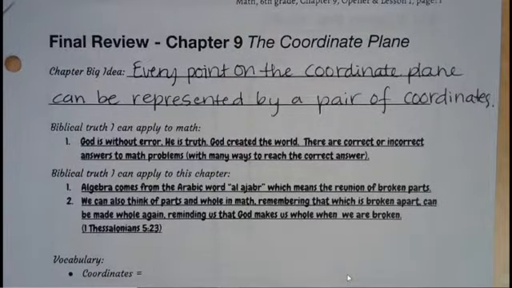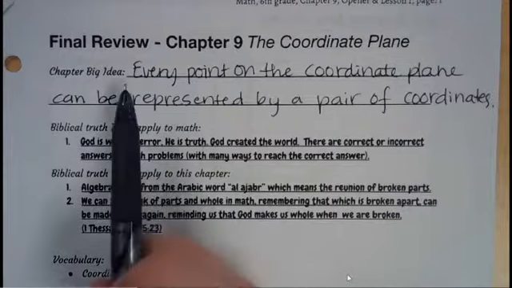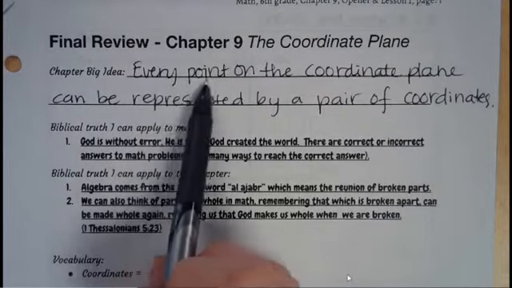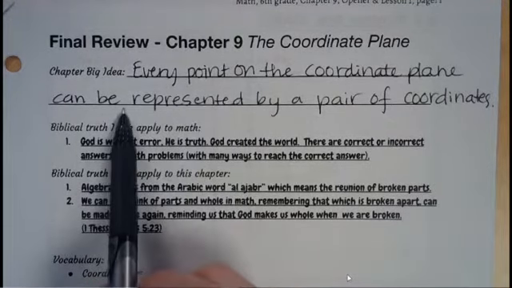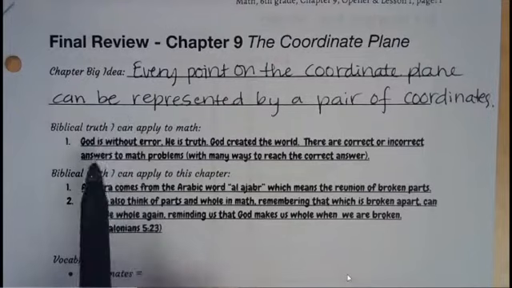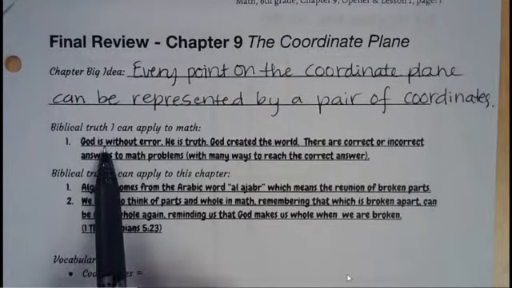In chapter 9, final review of the coordinate plane. We're in book B, on page 38 is where chapter 9 starts. You can see the big idea on this page, that every point on the coordinate plane can be represented by a pair of coordinates. The same biblical truth applies for all of our algebra chapters.